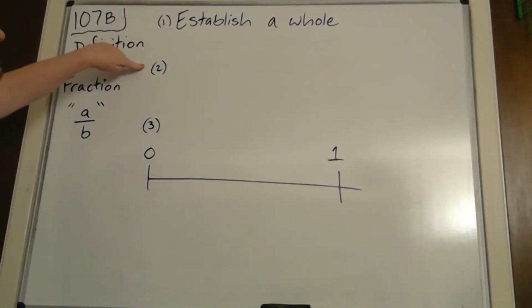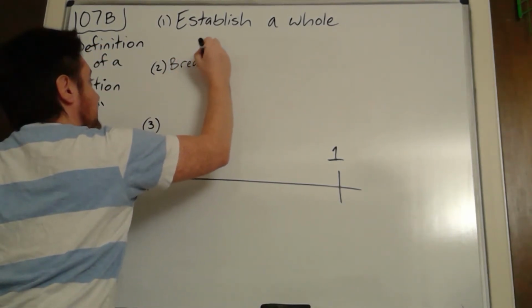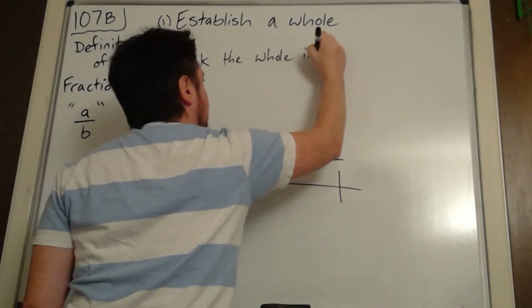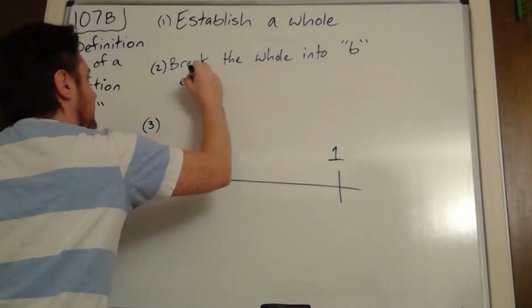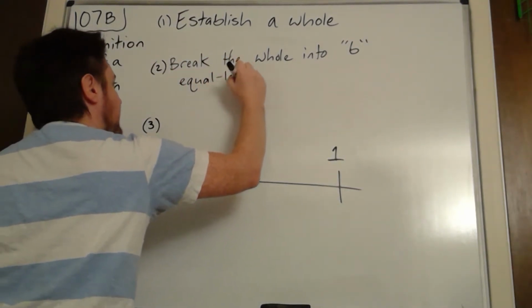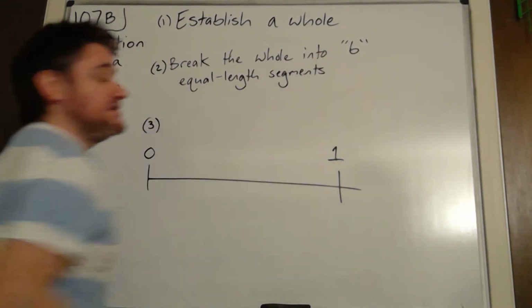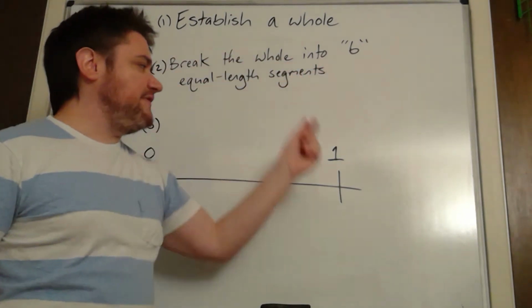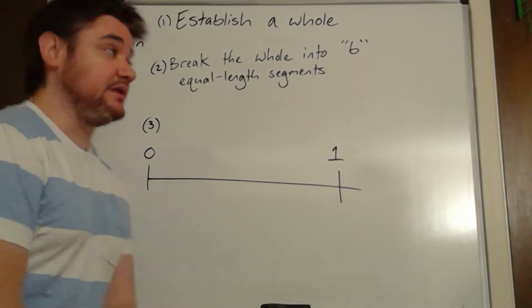Part 2 is going to be to break the whole up into B equal pieces. So break the whole, or split the whole, into B equal length segments or sections. All right. So B here doesn't refer to the length of the segments that we're going to make. It refers to the number of segments that we're going to make.